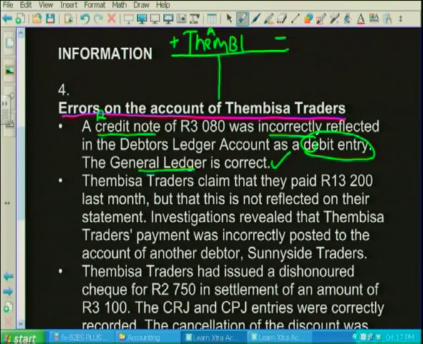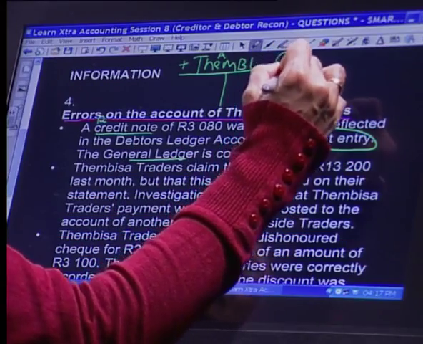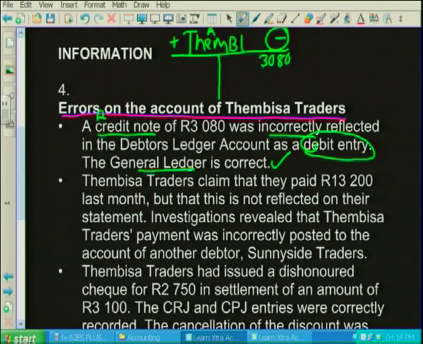Now you've got Tembisa Traders that came back to the shop. I'm not happy with these goods, 3,080. I'm returning these items. So automatically, they're obviously not going to owe you that 3,080, and you should, as the accountant, credit Tembisa Traders with 3,080 Rand. But did that happen? Okay, if we read on, they debited Tembisa Traders. So it was reflected as a debit entry. So instead of crediting, we didn't do this. We debited Tembisa Traders with 3,080. In other words, we increased Tembisa's balance with this amount. Okay, so how are we going to fix this? How are we going to correct this?